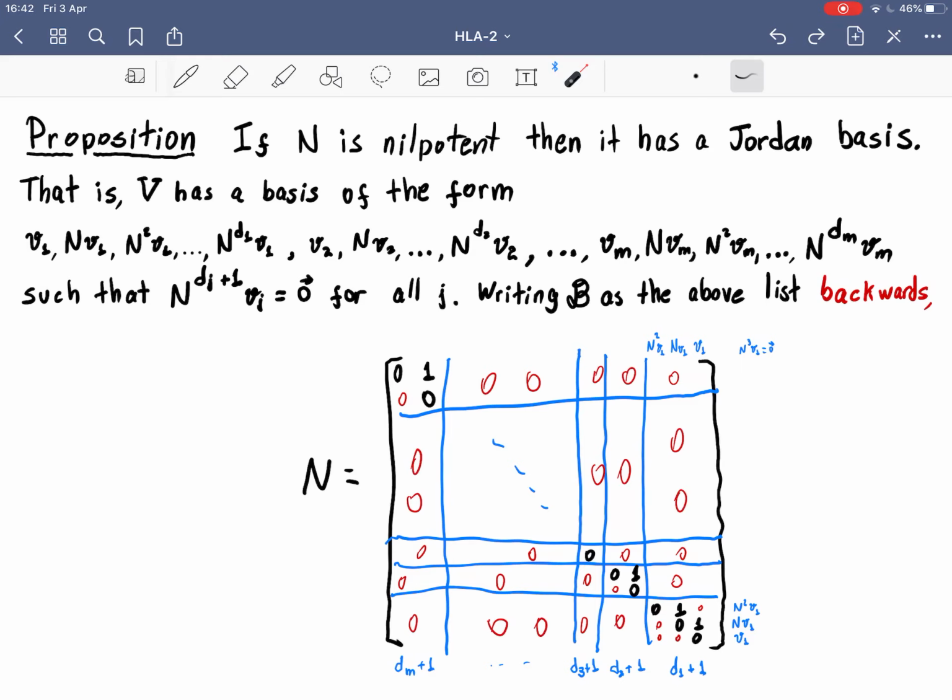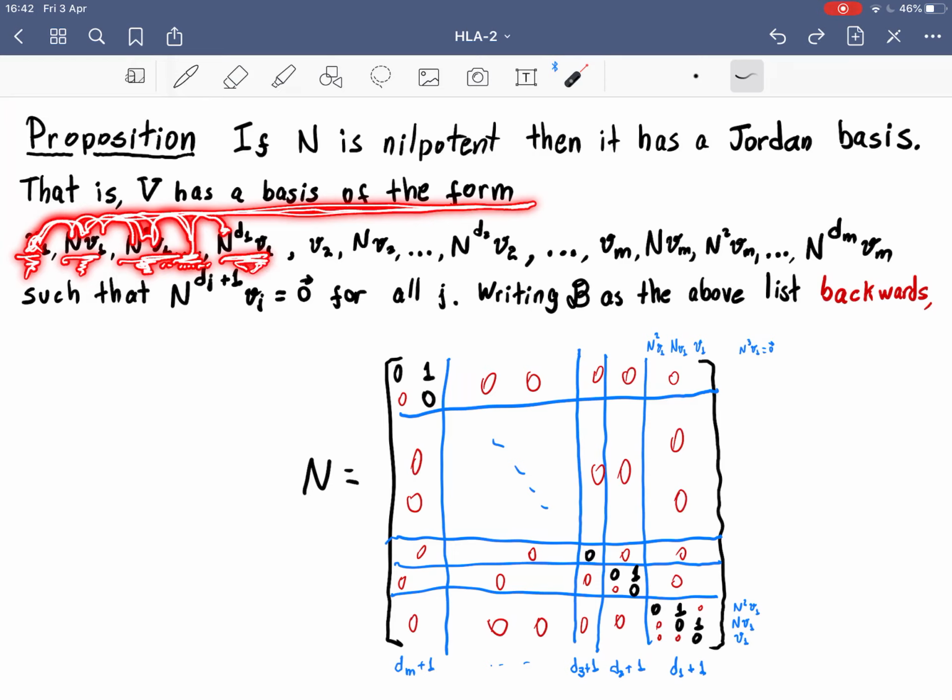And the statement of the proposition is more explicit. It does not talk about matrices. The statement of the proposition says there is a basis for V, and the basis of V is of the following form. There is a vector, then n applied to that vector, n applied to the previous vector, which is the same as n squared applied to the original vector, then n applied to the previous vector, which is the same as n cubed applied to the original vector, and then you keep going until there will be n to some power applied to the original vector.